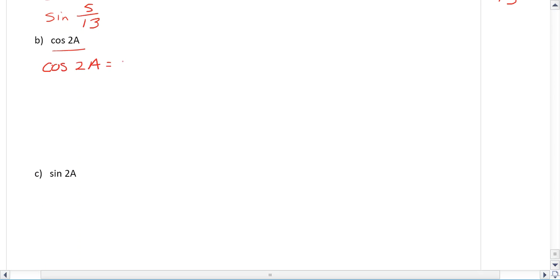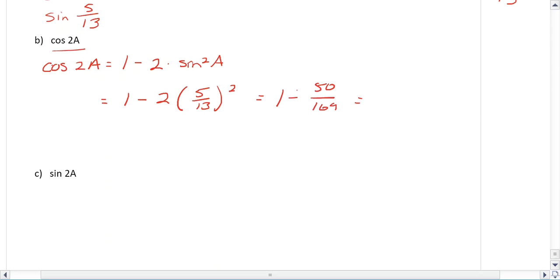So the cosine of 2A would be 1 minus 2 times the sine squared of A. Well, we have 5/13, so let's plug that in. 1 minus 2 times 5/13 squared. So then if we do the math here, square that, times it by 2, we get 1 minus 50 over 169. Again, common denominators and subtract. I get 119 over 169. And this is the cosine of 2A. So I'm done.